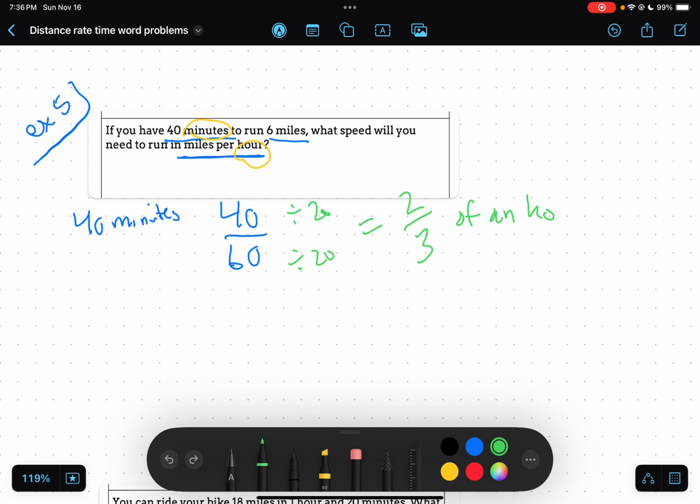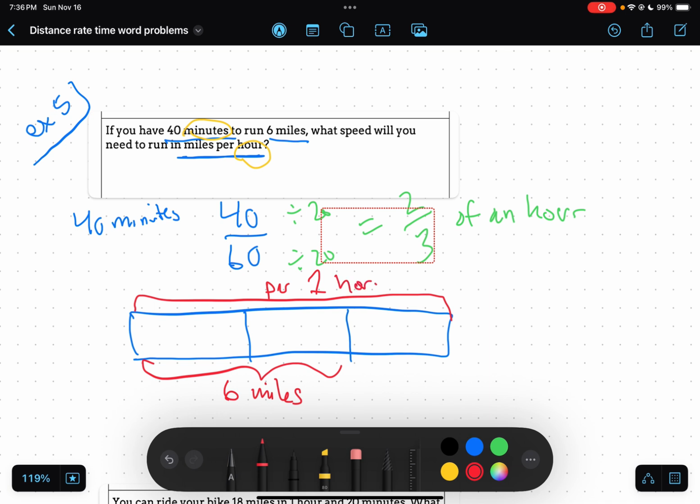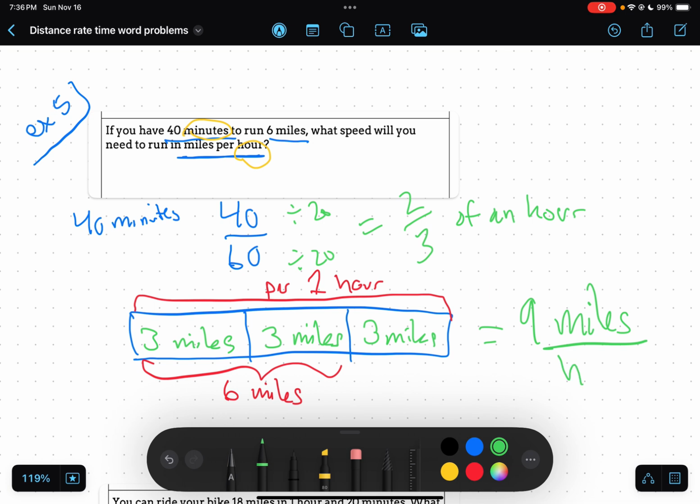Okay, so what is this telling me? This is telling me that I need to run in 2/3 of an hour. So let me make a tape diagram. So in these 2/3 of an hour, I have to run 6 miles. And then my question is, what's my speed per hour? So if I need to do 6 miles in 2/3 of an hour, then that means I need to do 3 miles. And so in the whole hour, I'm going to have to run 9 miles. So my speed would need to be 9 miles per hour in order to achieve that goal.